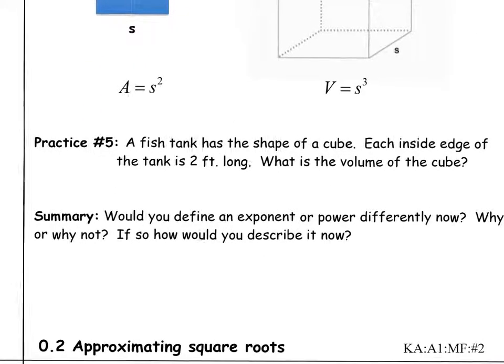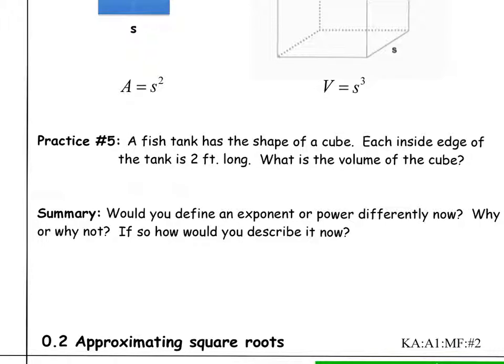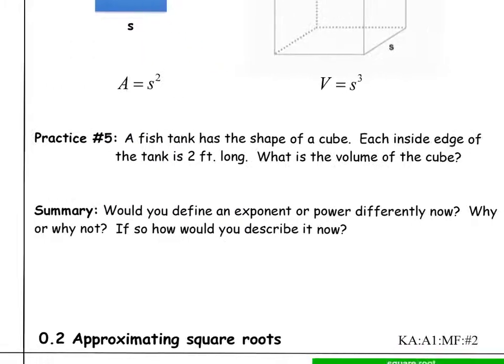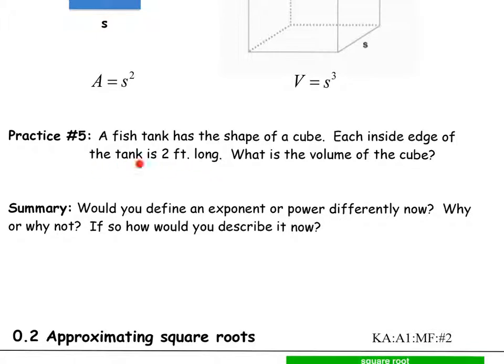So, a fish tank has the shape of a cube. Each inside edge of the tank is 2 feet long. So each side is 2 feet. What is the volume of the cube? Go ahead and see if you can do this real quick. I'll throw the answer up in a second again, so you may want to pause the video and just see if you can write it out.